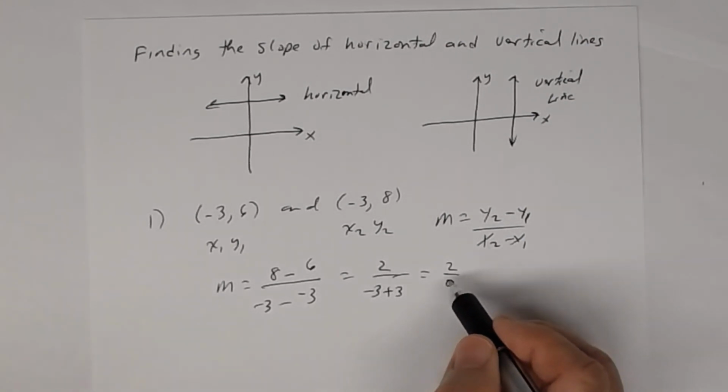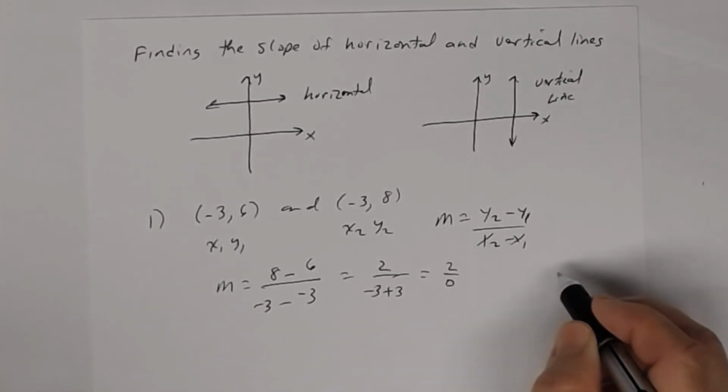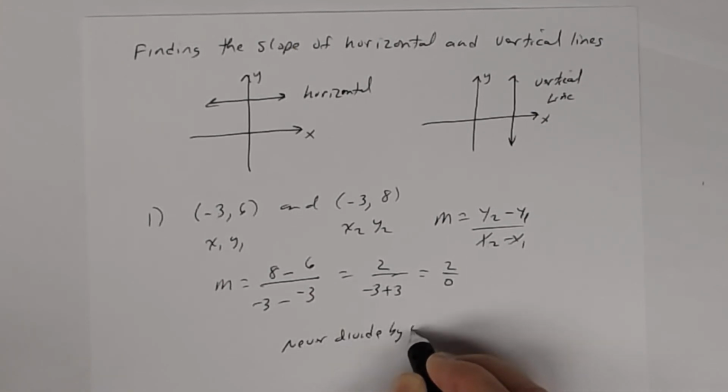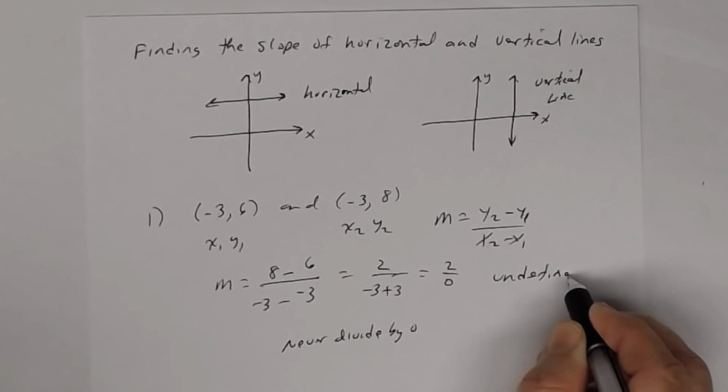Now notice there's 0 in the denominator. You have to remember that you can never divide by 0. Never divide by 0. So what does that mean? Well, 2 divided by 0 is undefined, right? So 2 divided by 0 is undefined.